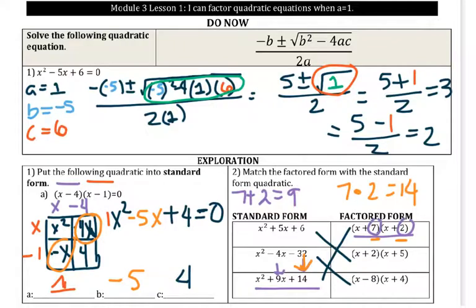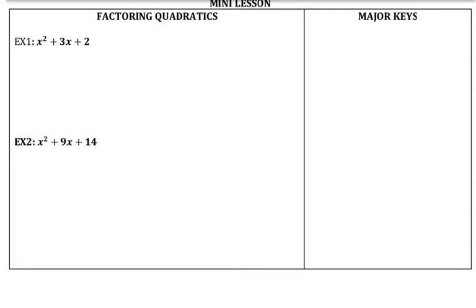So I'm going to give you guys a quick lesson on how we would do this if we were just given this form and wanted to put it back into our two sets of parentheses. How do we go ahead and do that? I'm going to go through two examples with you, and then you guys will practice the rest on your own. So here the numbers that we want to focus on are the 3 and the 2. The two numbers that we want should add to 3.